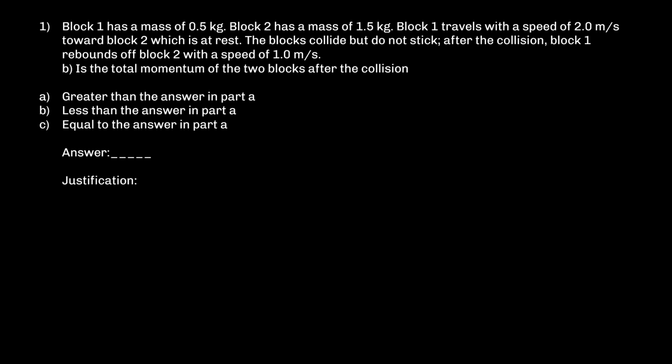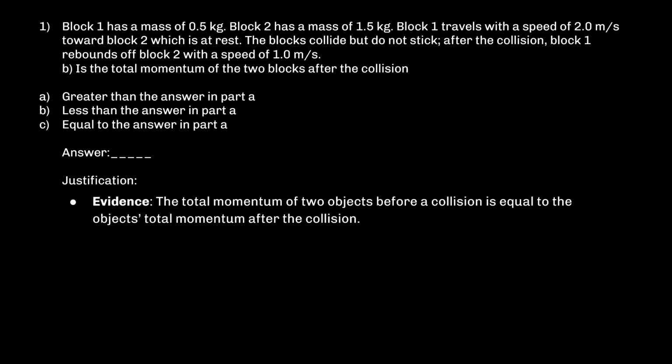The fact here that should help us from the fact sheet is under conservation of momentum in collisions, the first one there. So the total momentum of two objects before a collision is equal to the objects' total momentum after the collision. So that's going to be our evidence or our fact of physics.